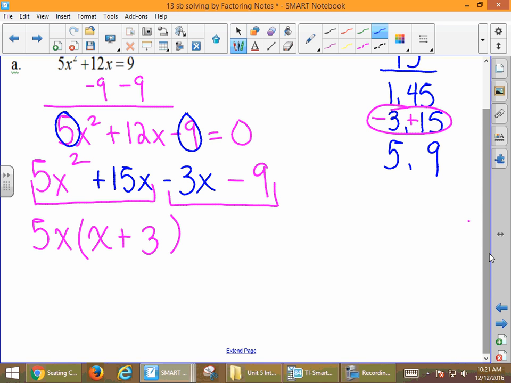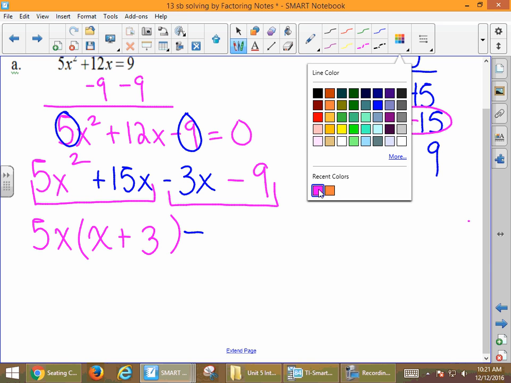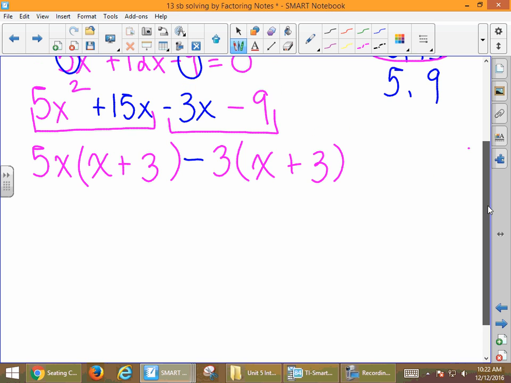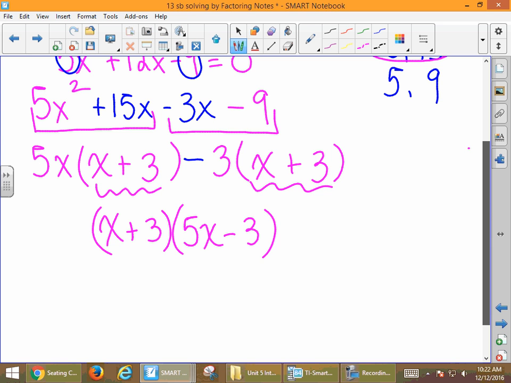Over here, in our next group, the biggest number that goes into both 3 and 9 is 3. And 3x divided by 3 is x. Negative 9 divided by negative 3 is 3. And sure enough, we've got the same factor in both groups. And that's what we want when we're splitting the middle here. We've got an x plus 3 in both groups. And then we're left with our singles, our 5x minus the 3. And remember, that equals 0.